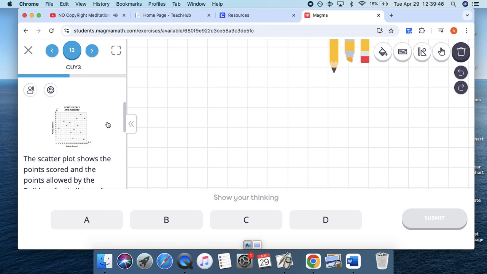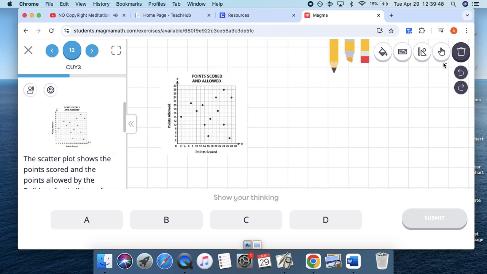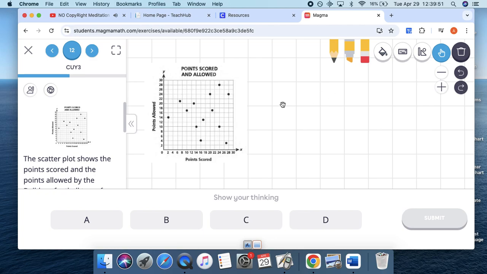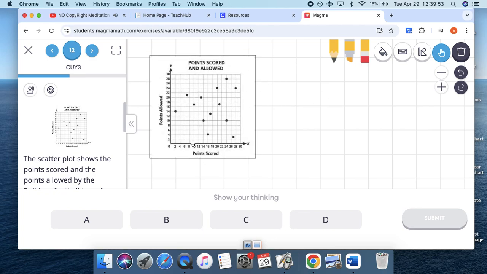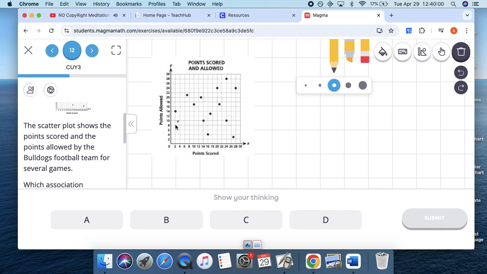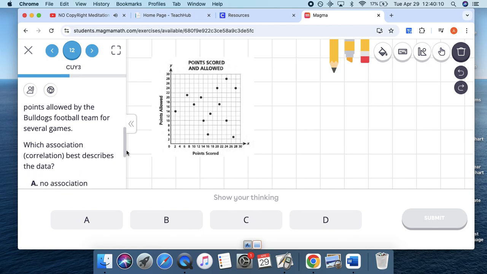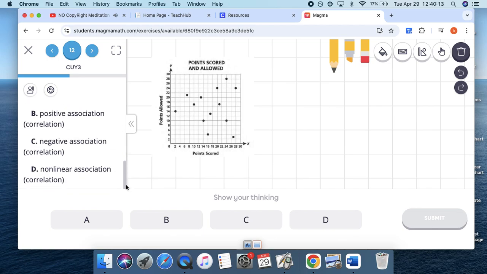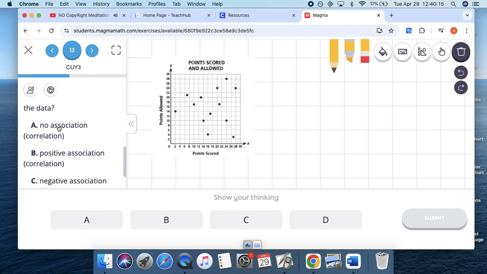And 12, you have a scatter plot, and it's points scored and points allowed. Is there association here? I don't see any. It looks like all over. I can't make a straight line on this, whether positive or negative. It doesn't seem like I can draw a line of best fit. Which association? No association, positive, negative, non-linear association. I'm just going to go A. No association at all.